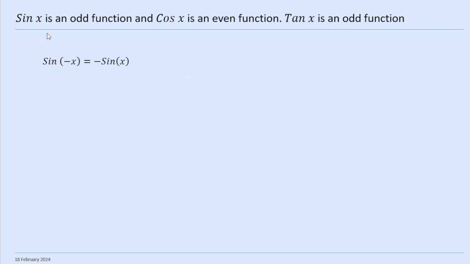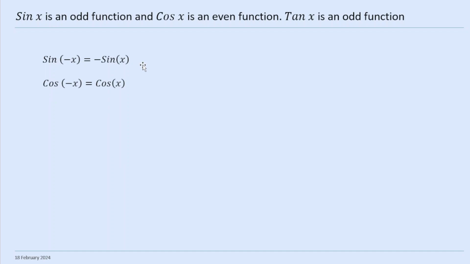So another observation, and I did have this in the original video, but then I took it out, is that sine x is an odd function and cos x is an even function. So an odd function is one for which sine minus x equals minus sine x. And an even function is one for which cos minus x just equals cos x.